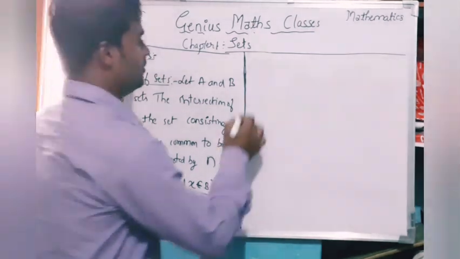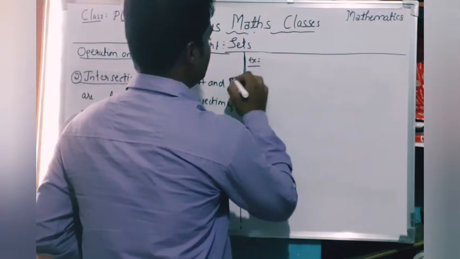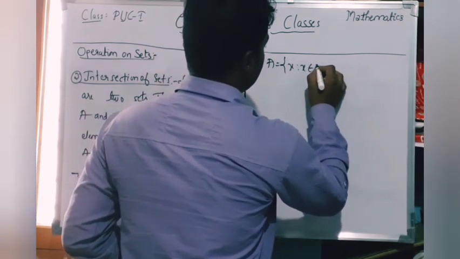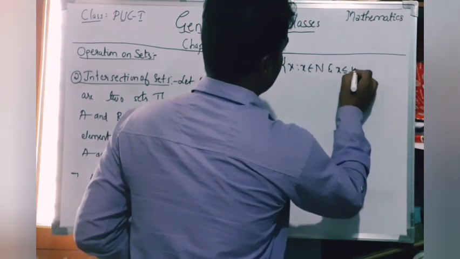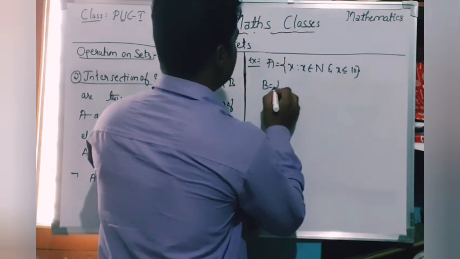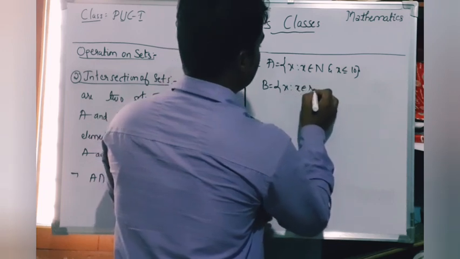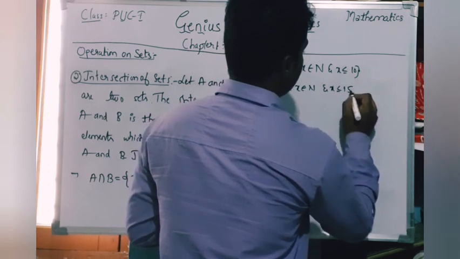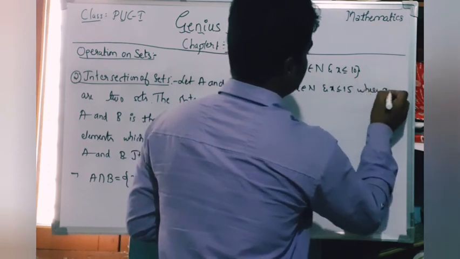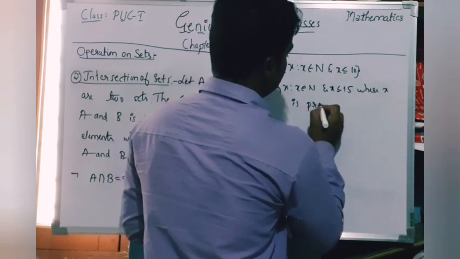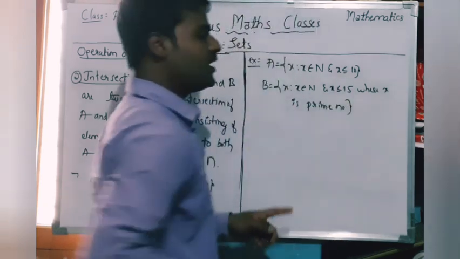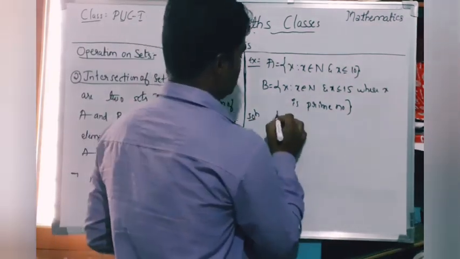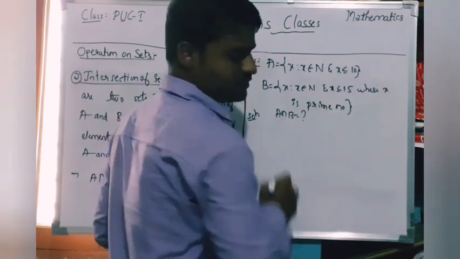Consider the same example. Let A be {x such that x belongs to N and x is less than or equal to 10}, and B be {x such that x belongs to N and x is less than or equal to 15, where x is a prime number}. Consider a similar example. So what is A intersection B? The question is, what is A intersection B?